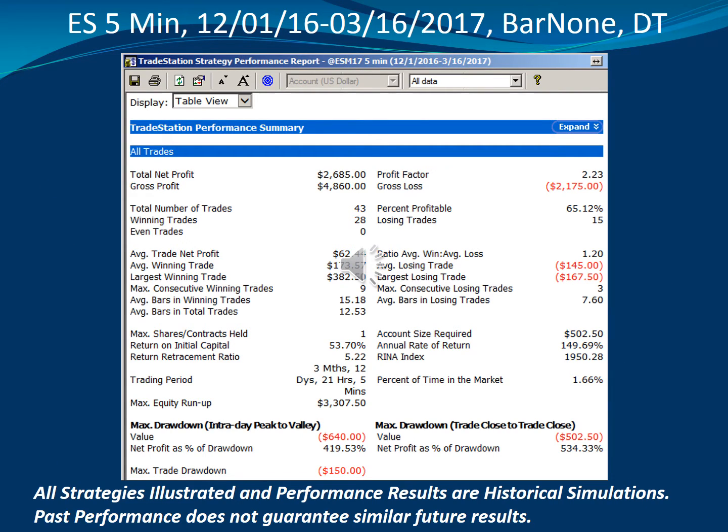The first strategy we're going to look at is the E-mini 5-minute on a day trade with the bar none system inserted. This shows from December 1st, 2016 through yesterday, today, March 16th, 2017. There've been 43 trades. The simulation makes $26.85. 65% of the trades have been correct. The drawdown's been $502. The average trade size is 62.44, and the RENA is a high 1950. The percent of time in the market is only 1.66%.